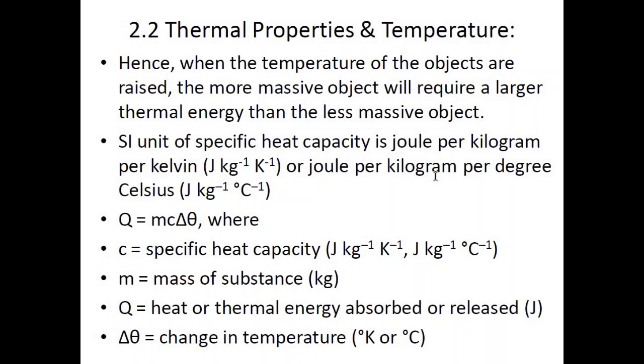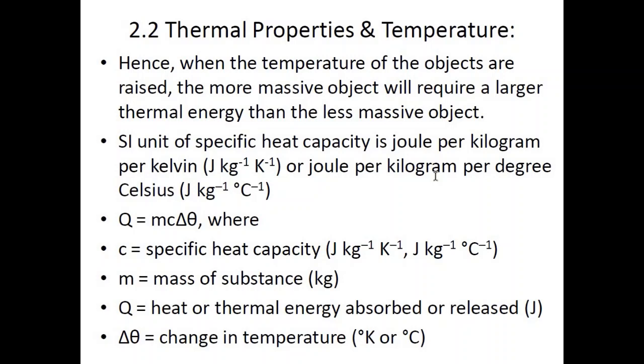The SI unit of specific heat capacity is joule per kilogram per Kelvin or joule per kilogram per degree Celsius. So you can either be given the temperature reading in Kelvin or in Celsius. Both scales work fine. So the unit is written as J divided by kg divided by C, or J slash kg slash C, or we simplify things and write them in inverse form, J kg inverse and degree centigrade inverse.